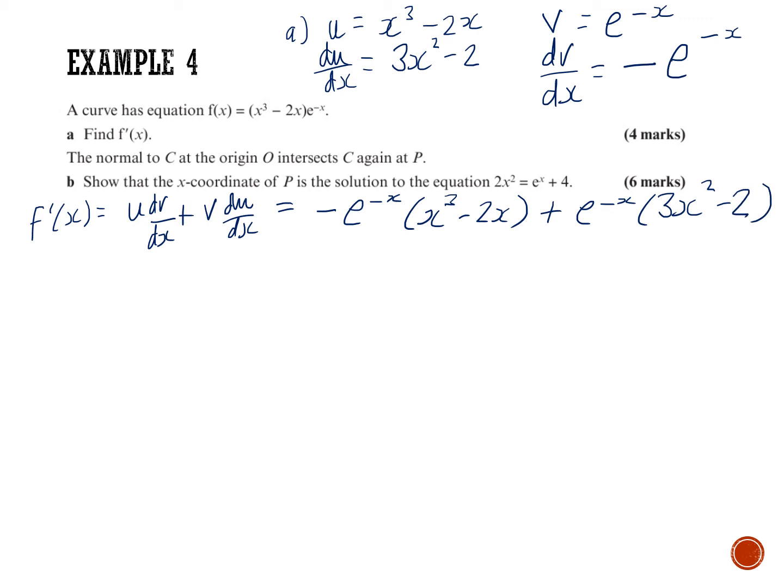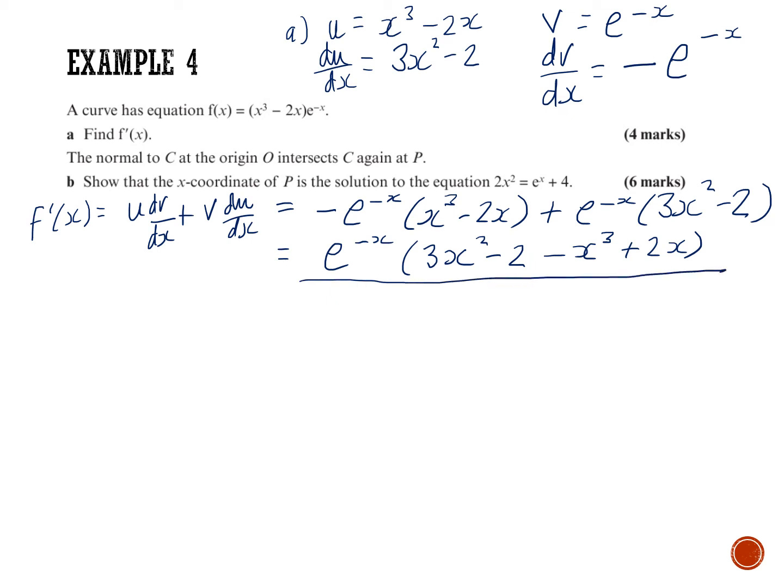Okay, and then, to be honest, that's perfectly fine, but I notice everything has got a factor of e to the minus x, so let's take out my e to the minus x out the front, and what do I get? I get 3x squared minus 2 from my second bracket. Be careful, this has got a minus at the beginning, so I get minus x cubed and then plus 2x, okay? So just be careful with that. That's fine for my answer. So that's your part A.